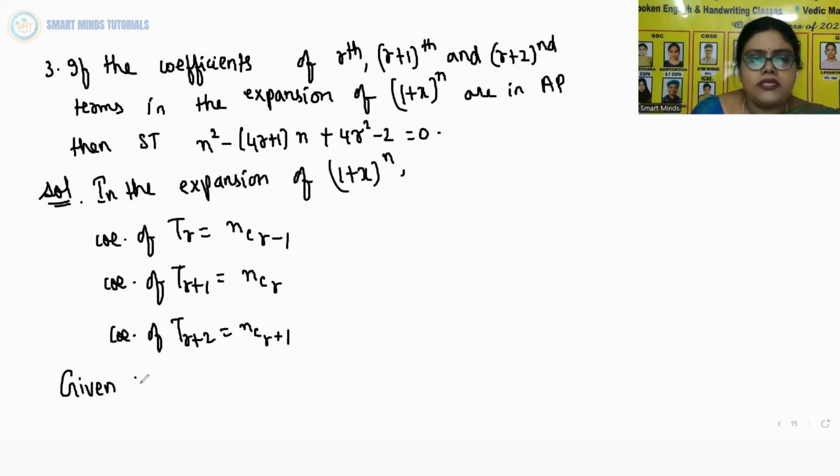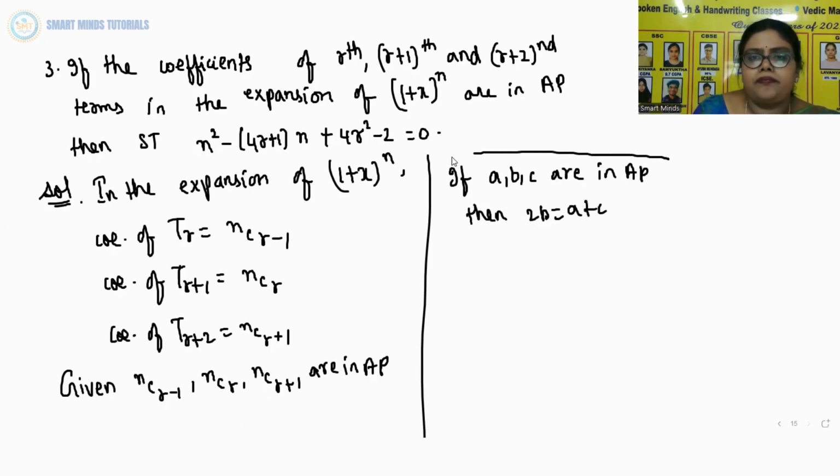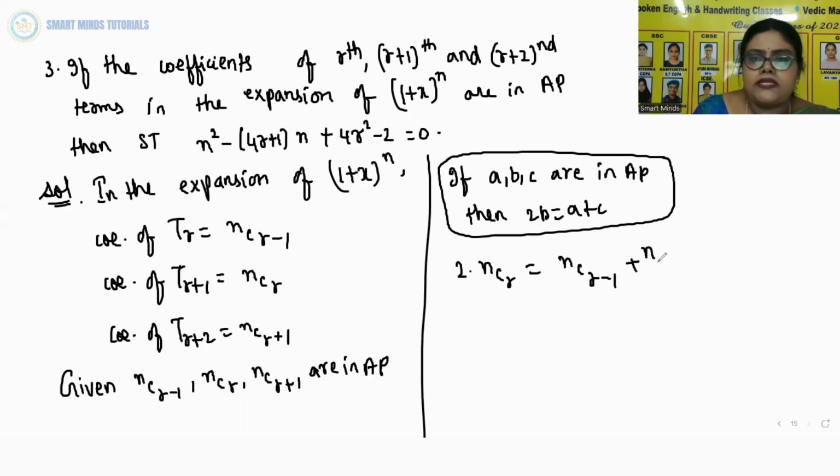Now what is given to us? nC(r minus 1), nCr, nC(r plus 1) are in AP. What do you mean? When A, B, C are in AP, 2 times the middle one is equal to the sum of the other two. So how can I write this? Let us write the rule first. If A, B, C are in AP, then 2B is equal to A plus C. So that is 2 times nCr is equal to nC(r minus 1) plus nC(r plus 1). Now we apply the formula.